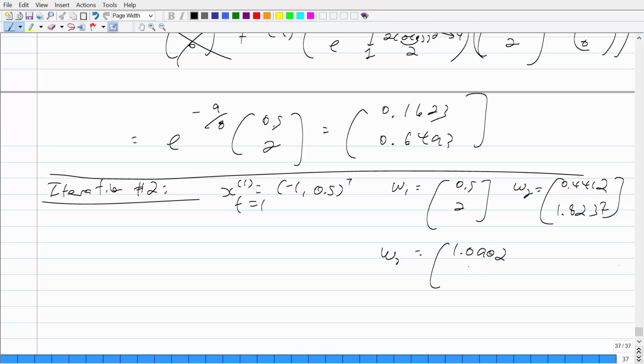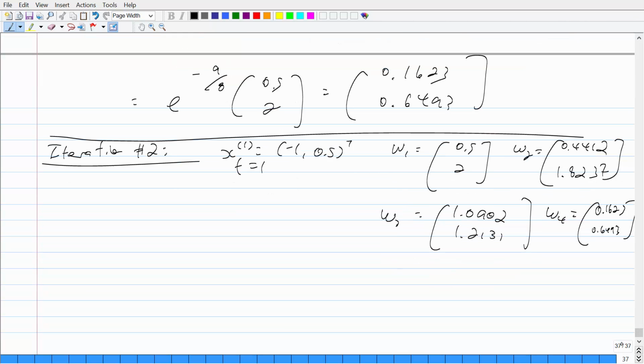0.902 and 1.2131. And finally, we have these updated weights, which are 0.1623 and 0.6493. Okay, so those are the weights now. This is from the previous iteration. We have this example to take a look at. So what we have to do now is find the BMU, the best matching unit.